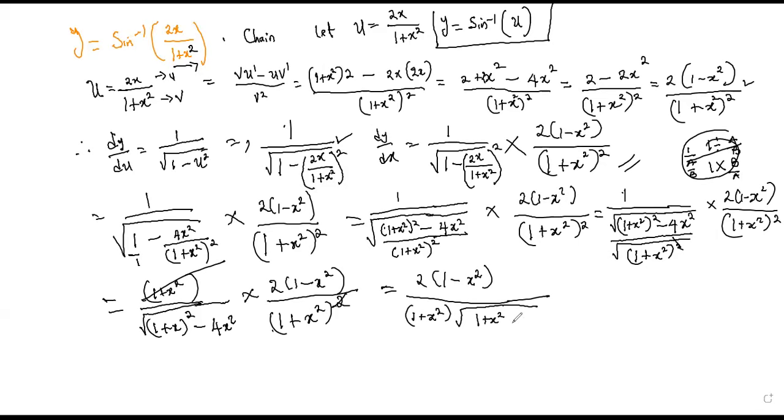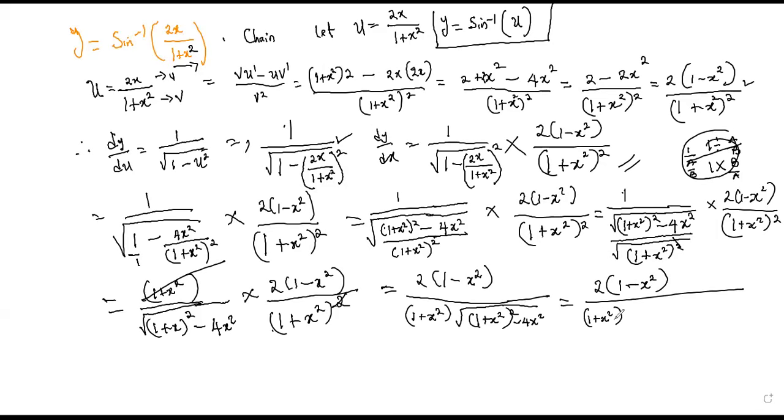Then we now have minus 4x squared. This guy over here is squared. So what can we simplify this to? We can expand this. We now have 2 over here, 1 minus x squared, right? Good. So here we'll be left with 1 plus x squared.